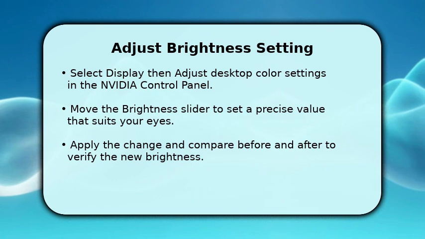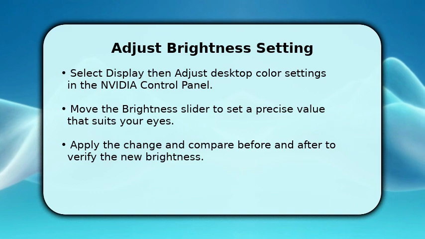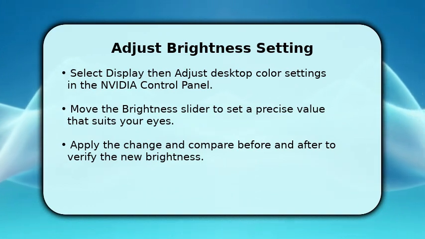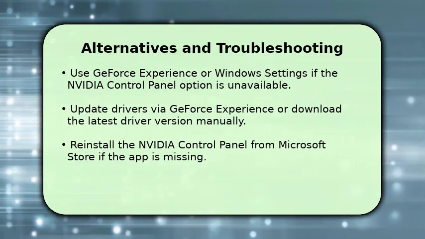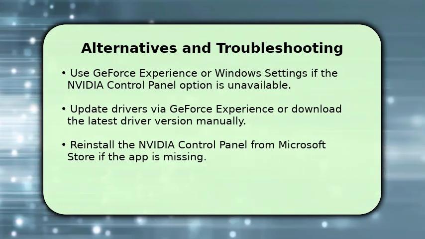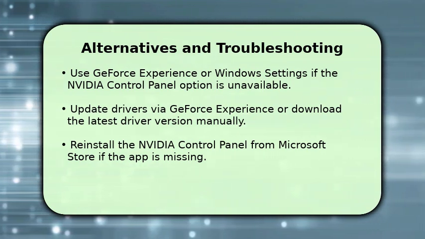If the Nvidia control panel option is missing, try GeForce Experience or Windows settings. Open GeForce Experience to access display enhancements and filters for brightness control. Update your GPU drivers through GeForce Experience or download the latest driver manually from Nvidia.